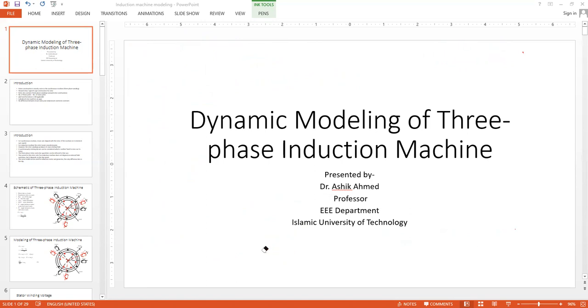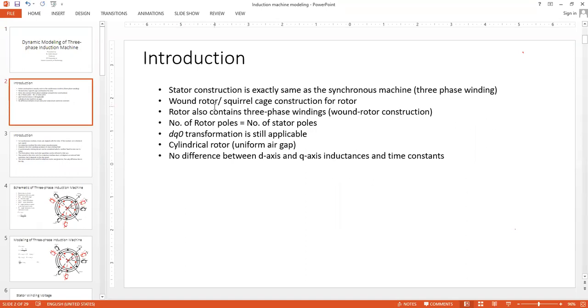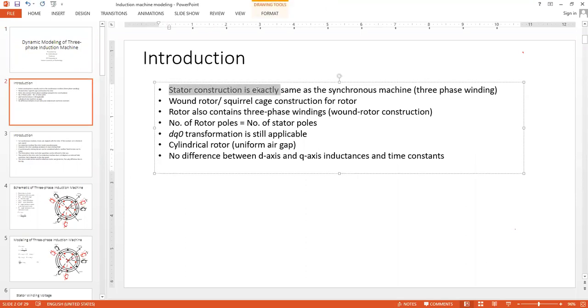So that means in the modeling part, we have a little bit of differences. So before we go into the model, let's look at some other important points where there are some differences between the synchronous machine and the induction machine. So let's start from the stator side. They are exactly the same. Okay, as I said earlier, from the stator construction point of view, the synchronous machine and the induction machine, three-phase type, are exactly the same. So in both cases, they carry three-phase coils, phase A, phase B, and phase C.